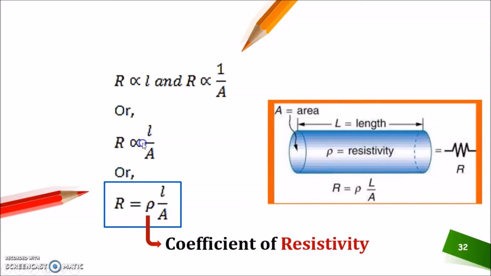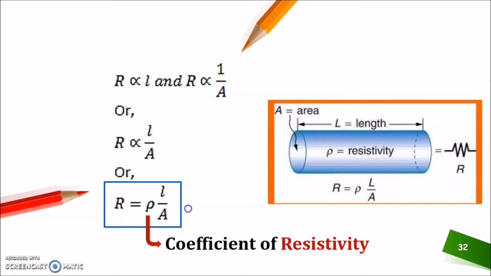Now we have to remove this proportionality sign and apply the equal to sign. So we have a condition. If we remove this sign, we have to insert a coefficient or constant. Okay, so this coefficient or constant is called resistivity or specific resistance. The name of this constant is rho. Is it clear, students? So this is the most important formula on which many numericals are there in your course.